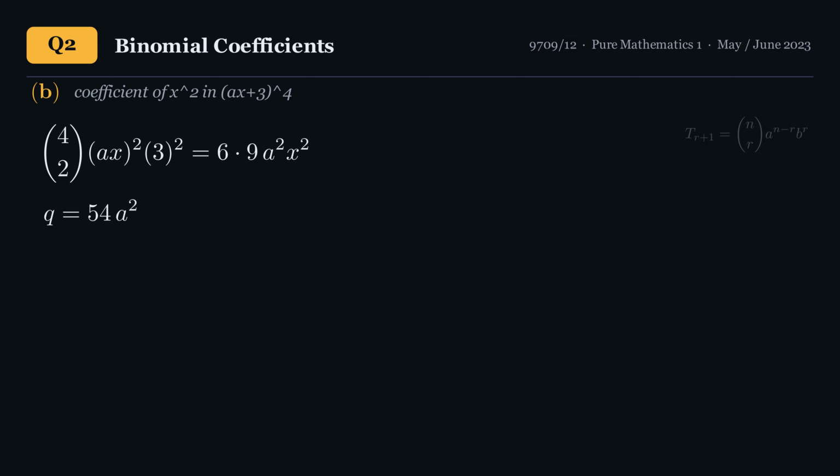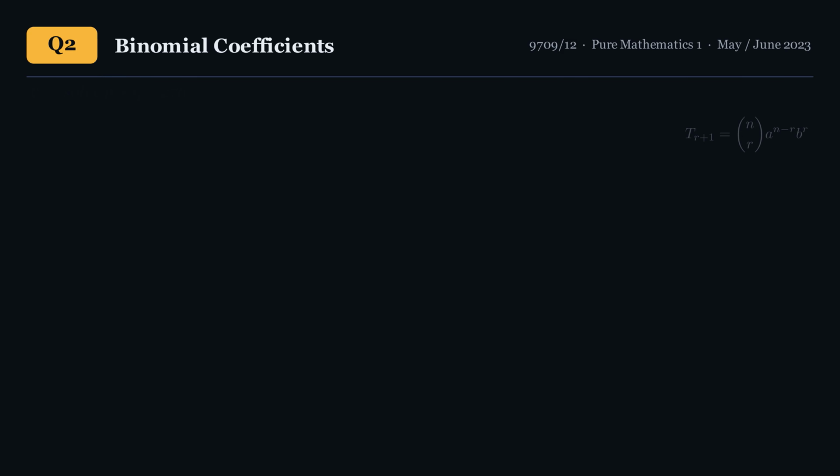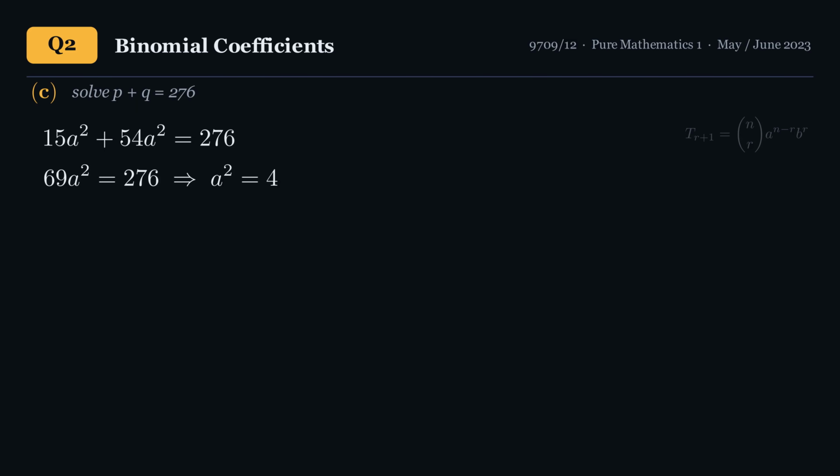Finally, use p plus q equals 276. Part C. Solve p plus q equals 276. Add 15 a squared and 54 a squared. Divide both sides by 69. Take square roots. So a equals 2 or a equals -2. And that completes question 2.